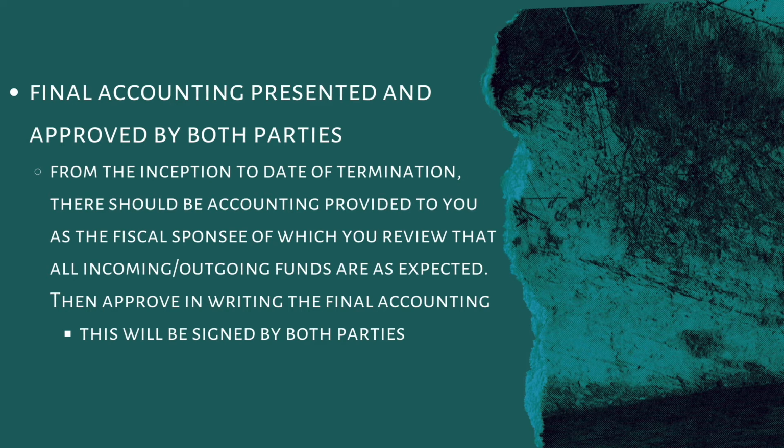as the fiscal sponsee, of which you review and you ensure that all incoming funds and all outgoing funds are exactly what the parties believe to be the case, and that you have approved in writing of this final statement of activities, if you will, this final accounting, that this is exactly what happened financially. Both parties should be motivated to have this document for the clear reasons of protection for both of them, that they both have approved this final accounting, and it should be signed by both. Okay, that's an important point.